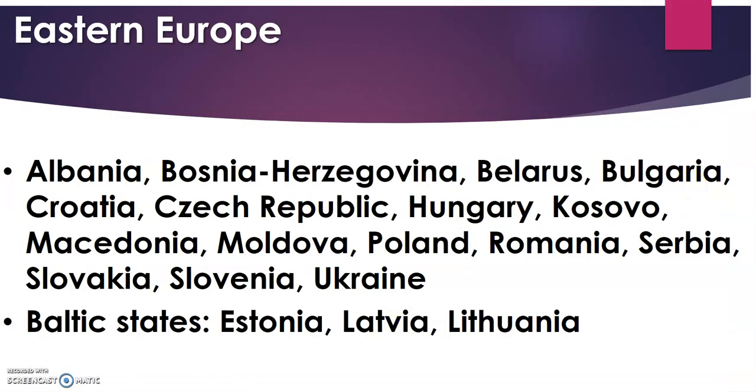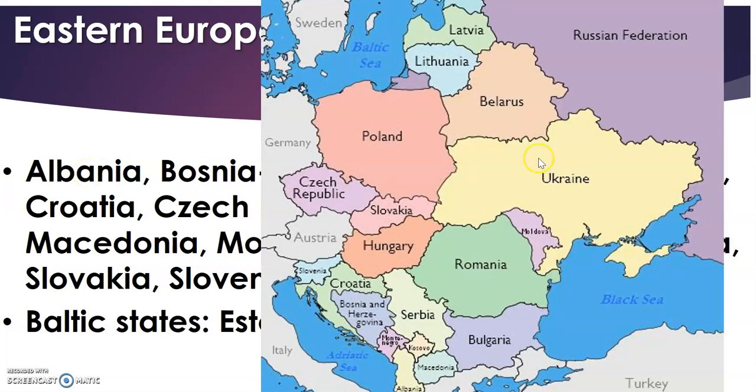Now on to Eastern Europe. Eastern Europe consists of these 19 countries. You guys look at this map, you'll see it is the countries that are colored.